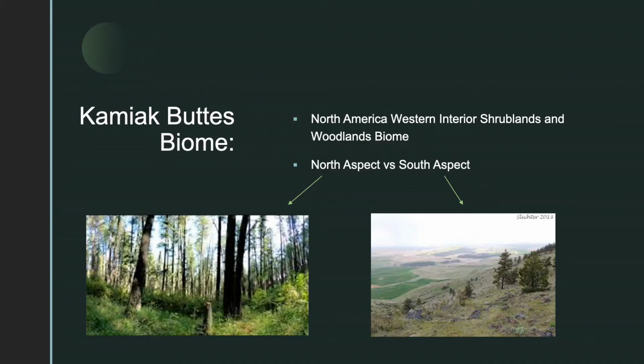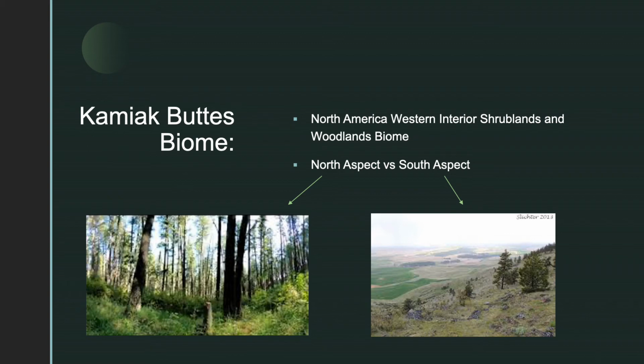Kamiak Butte is a prime representation of the North America Western Interior shrublands and woodland biome. On the northern side of the butte, the woodland is more successful because of less strain from solar radiation than the southward side of the butte. The climate, vegetation, and weather on this side of the mountain is more sustainable for a woodland environment. The southward-facing side has so much strain placed on it by solar radiation and lack of shade, it is hard for plants and trees to grow on it.